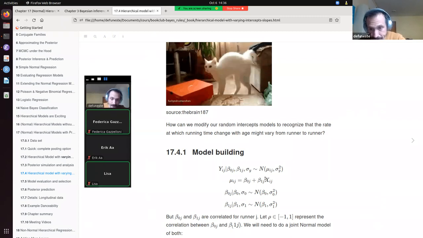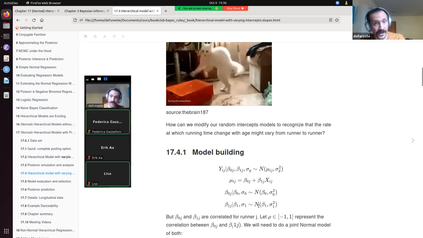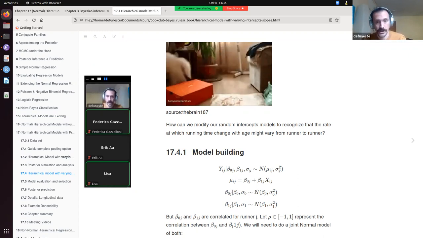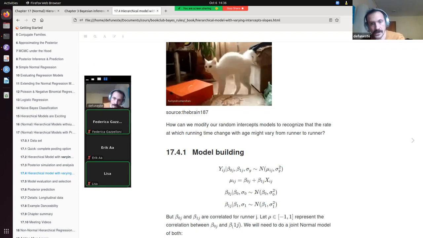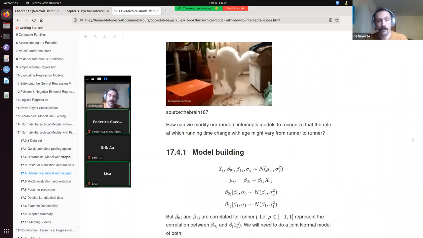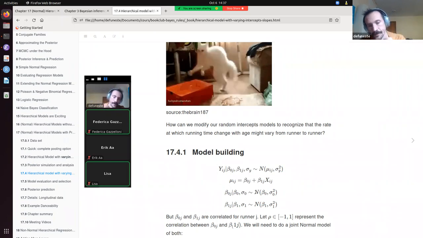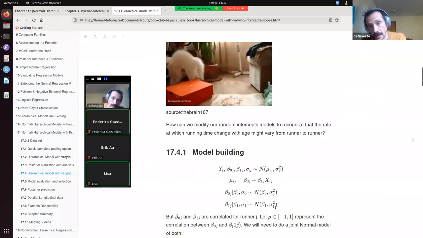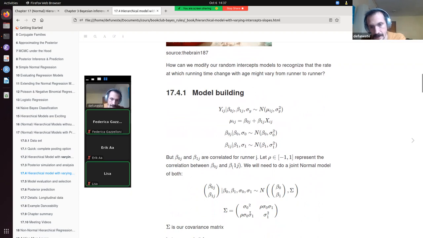dependent on the runner. So that means we will also have to define it some way. It will follow, like the last model, the intercept following a normal distribution with a mean of intercept and the standard deviation of intercepts. And we'll have the beta 1g, which will follow a normal distribution with a mean of the slope and the standard deviation of the slope. I mean, variance, sorry.